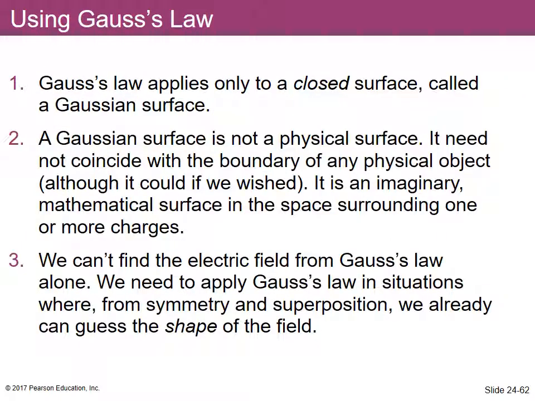Three important observations can be made about using Gauss's law. Gauss's law applies only to a closed surface called a Gaussian surface. A Gaussian surface is not a physical surface. It need not coincide with the boundary of any physical object, although it could if we wished. It is an imaginary mathematical surface in the space surrounding one or more charges. We can't find the electric field from Gauss's law alone. We need to apply Gauss's law in situations where, from symmetry and superposition, we already can guess the shape of the field.